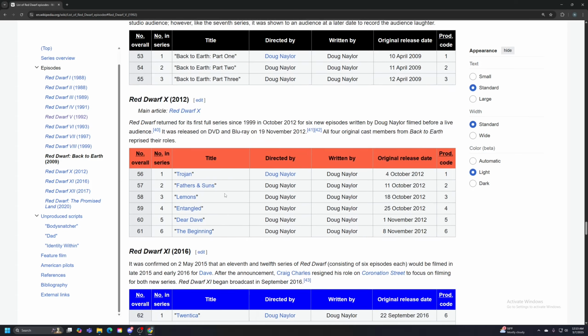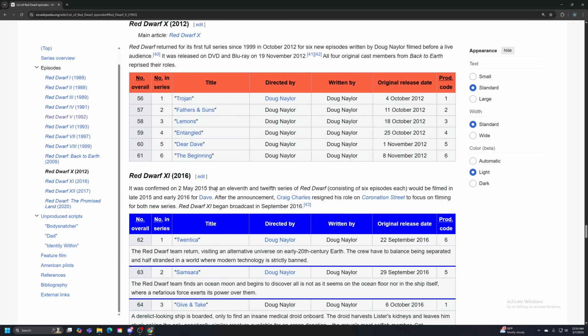Alright, Red Dwarf 10, 2012. Red Dwarf returned for its first full series since 1999 in October 2012 for 6 new episodes written by Doug Naylor, filmed before a live audience. It was released on DVD and Blu-ray on 19th of November 2012. All 4 original cast members from Back to Earth reprised their roles. Episode 1 was Trojan, 2 Fathers and Sons, 3 Lemons, 4 Entangled, 5 Dear Dave, 6 The Beginning.